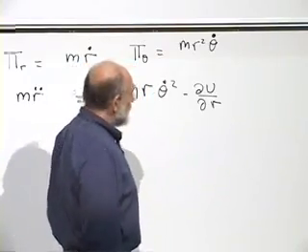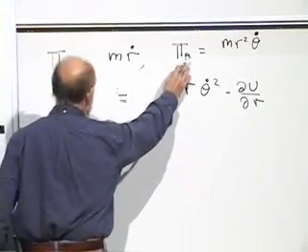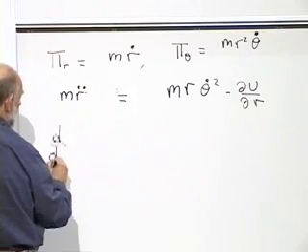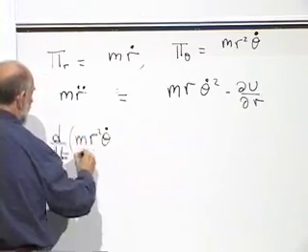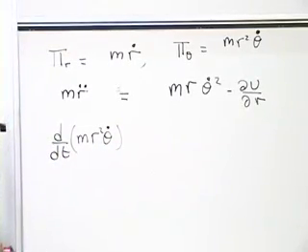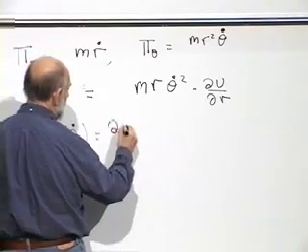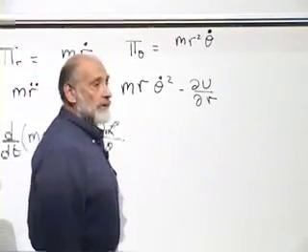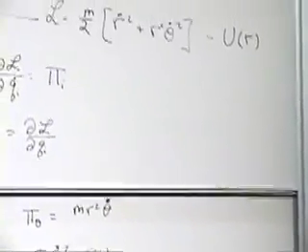That's pi sub theta. Now let's write down the equation for pi sub theta. It's d by dt of pi sub theta, that's d by dt of m r squared theta dot, the whole thing. That's equal to the derivative of the Lagrangian with respect to theta, dL by d theta. Well, take a look at that Lagrangian. Do you see theta in it anywhere? I don't. I see r dot, I see theta dot, but I don't see theta.